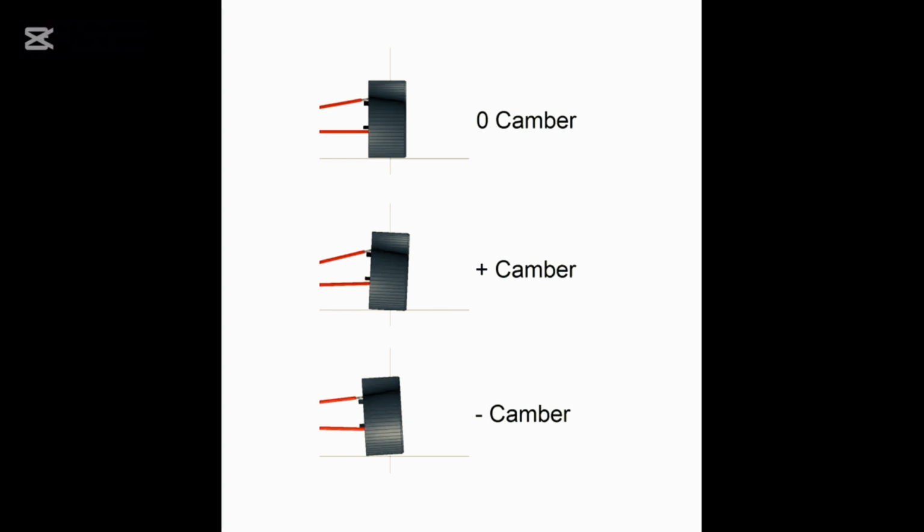Camber is basically when you look at your tire from the front view, it's either tilting your tire towards the car or away from the car. So if you tilt the top of the tire away from the car, that's called positive camber. If you tilt the top of your tire towards the car, that's negative camber. This is measured in degrees from vertical. So basically if your tire is perfectly vertical, that's zero camber.